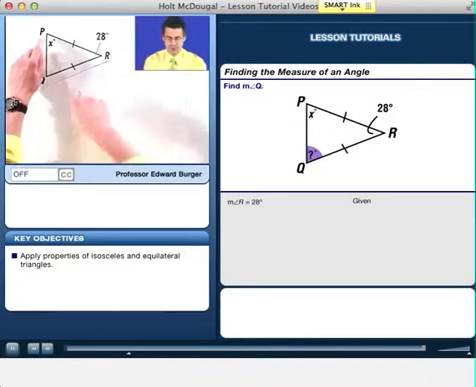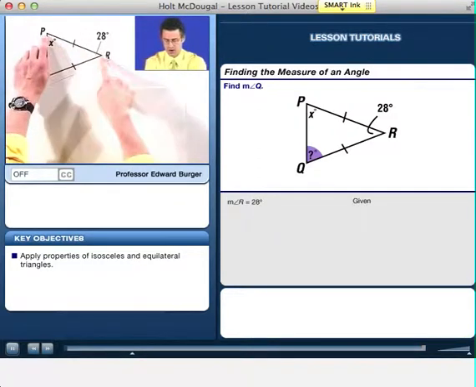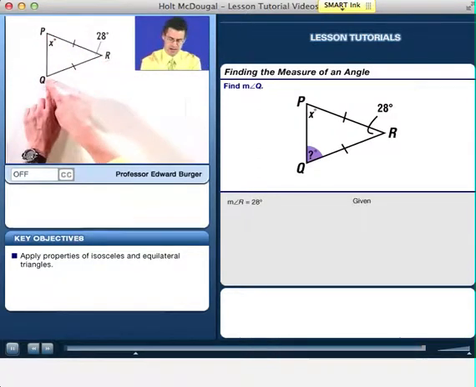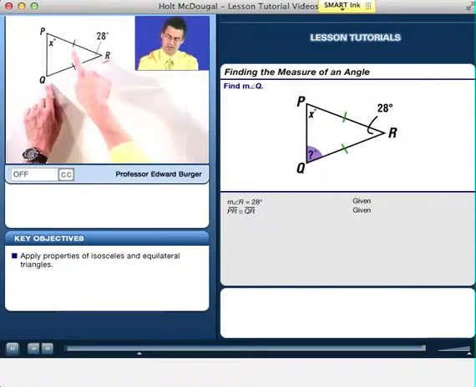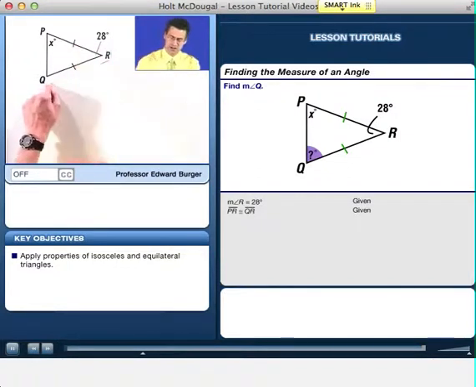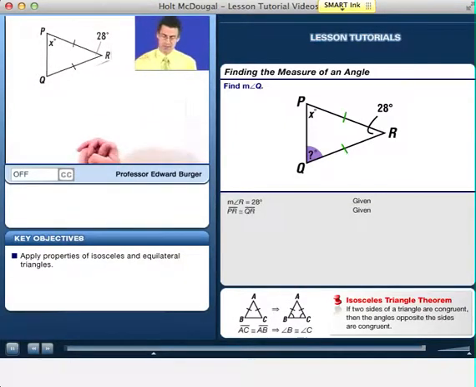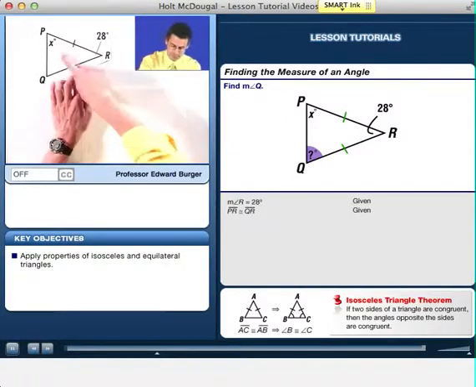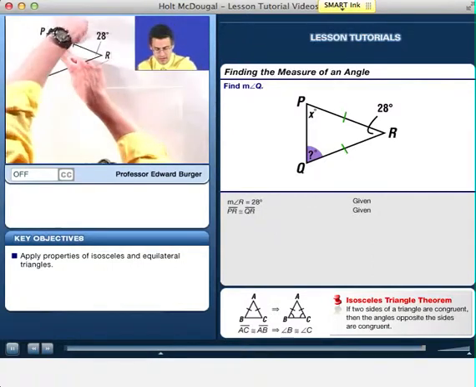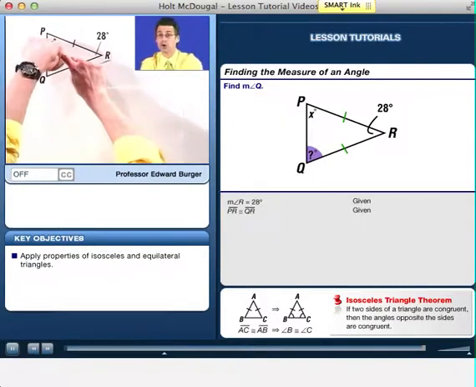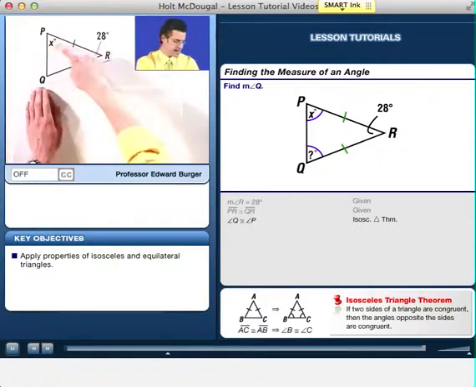Namely, we know that this side, PR, is congruent to this side, QR, because they're marked this way. So since these are congruent, I know this is an isosceles triangle, and by the isosceles triangle theorem, I know that the opposite angles, in this case the P and the Q, are going to be congruent. That means they have the same measure.